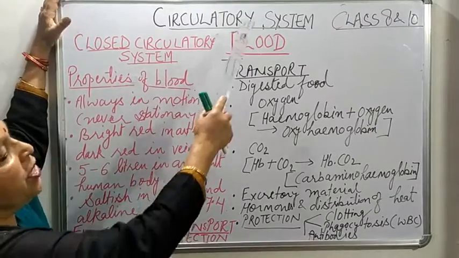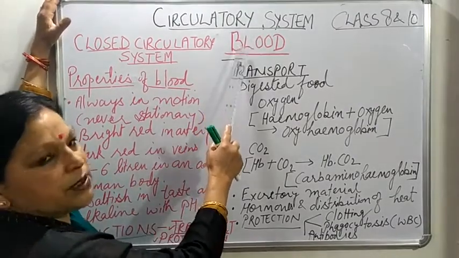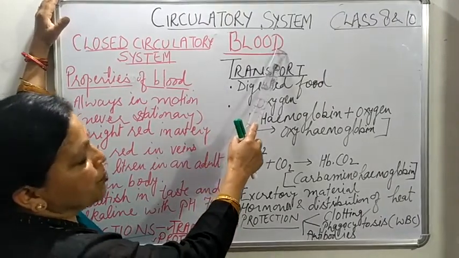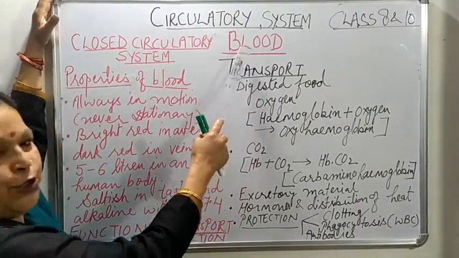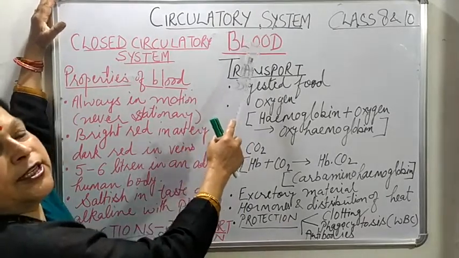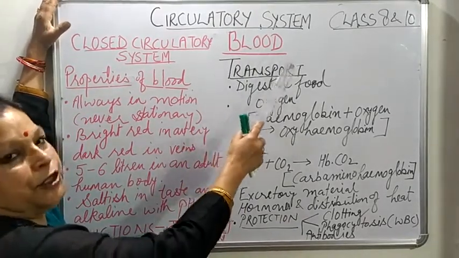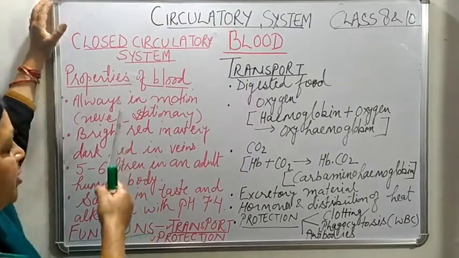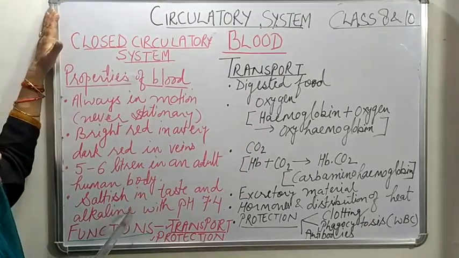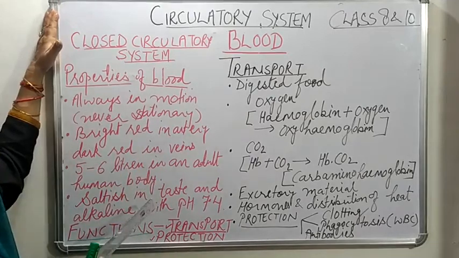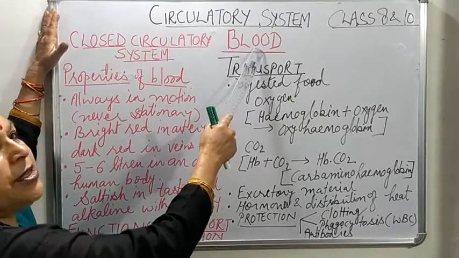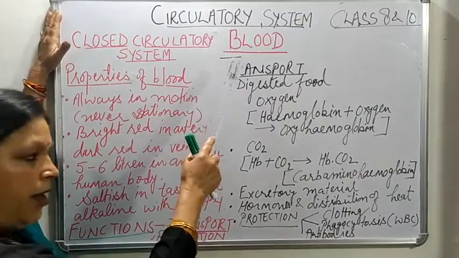Now, in the circulatory system, the medium is blood. So first of all, I'm going to explain to you what is blood. As you all know, blood is connective tissue, fluid connective tissue. And this blood has various properties. It is bright red in color. And as I have told you, blood will be always moving in the blood vessels, and it is also present in the heart.